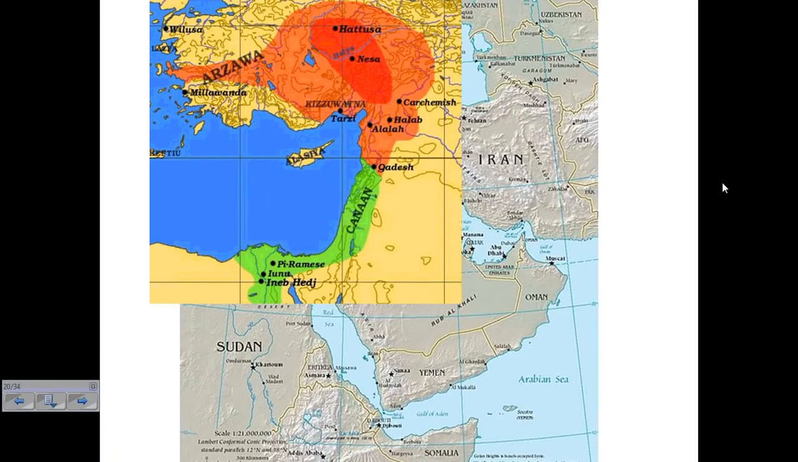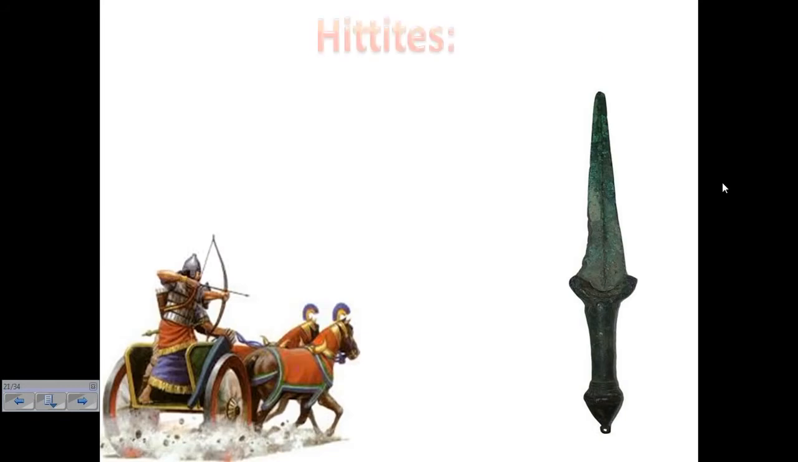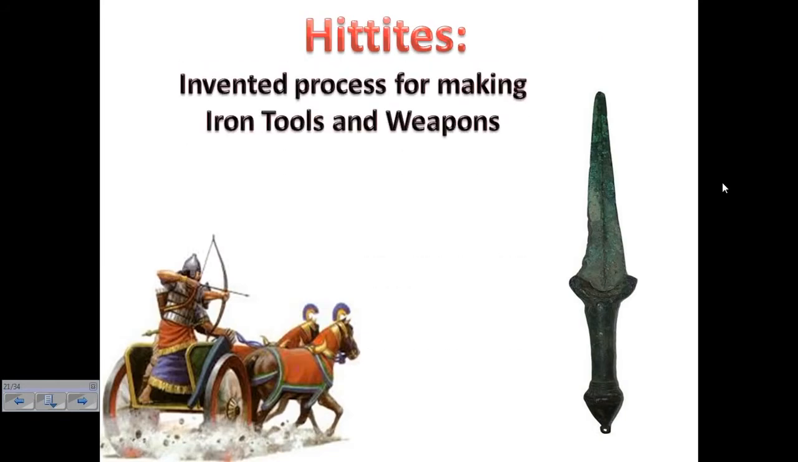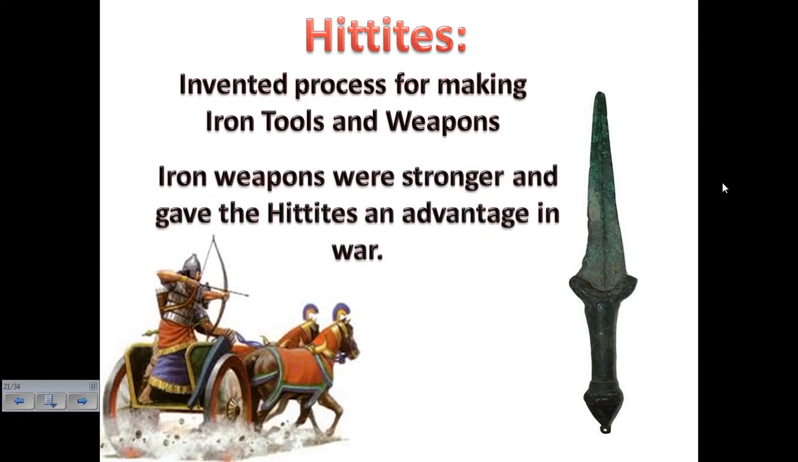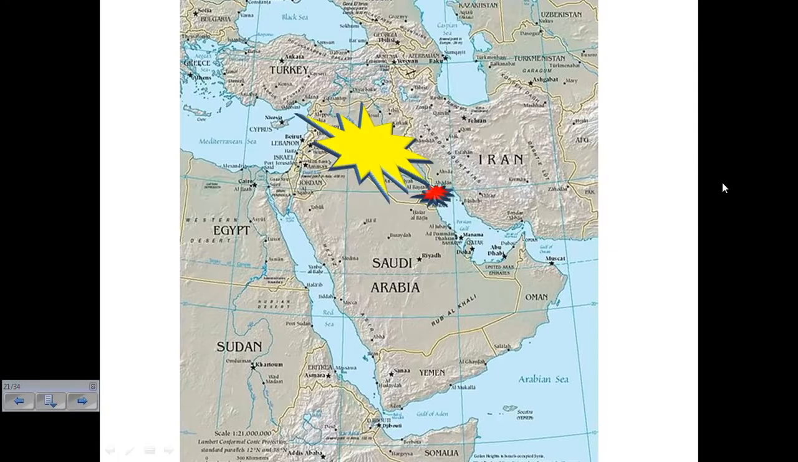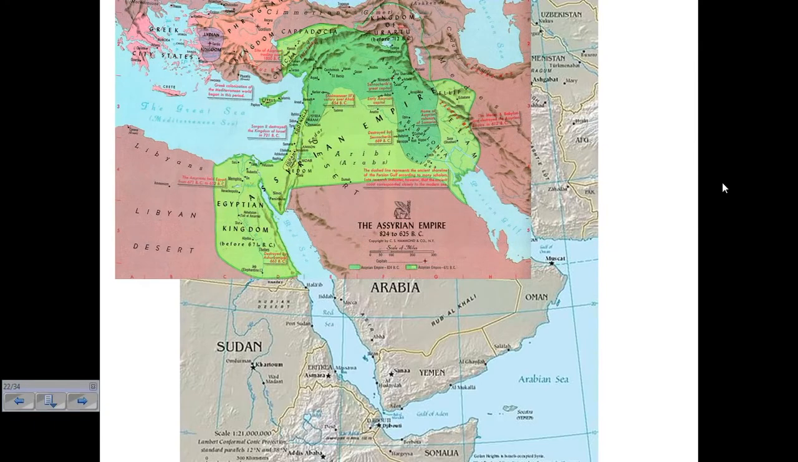And then the next civilization we're going to talk about are the Hittites. One of the things that they were able to do was invent a process for making iron tools and weapons, and this gave them a huge advantage in war. Alrighty, and so the next people we're going to put on the map that you need to know about are the Assyrians.